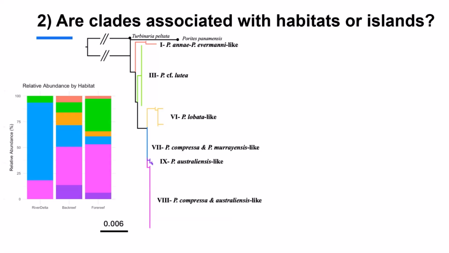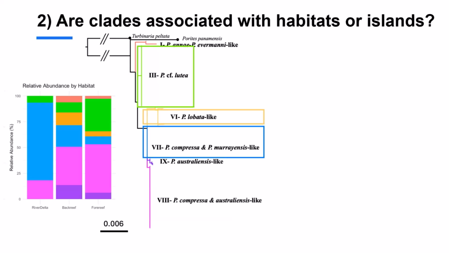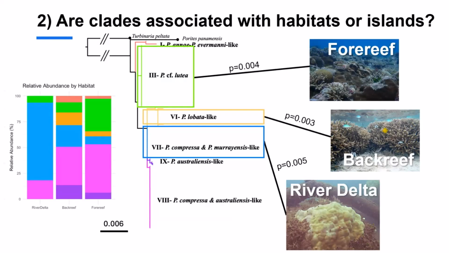And as I said, I answered that question with the nested ANOVA framework. So once I tested the significance of these relationships, I did indeed find 3 clades out of the 6 here that had significant relationships with their habitat type, that being clade 3, clade 6, and clade 7. So clade 3 was significantly associated with fore reef habitats, clade 6 was significantly associated with back reef habitats, and clade 7 was significantly associated with river delta habitats.